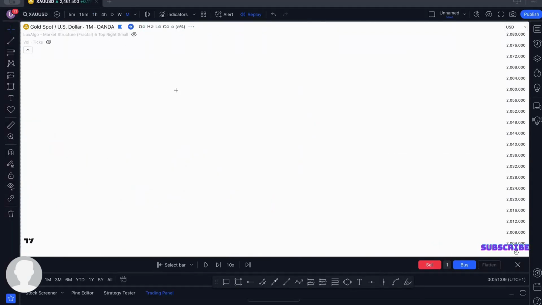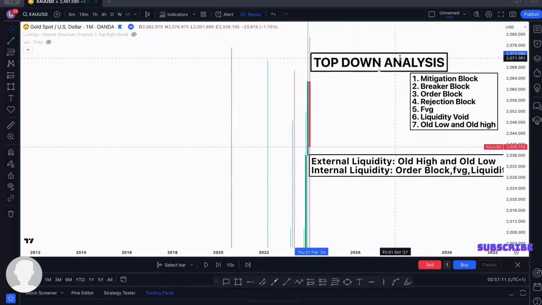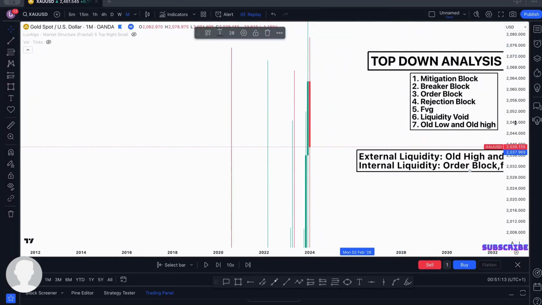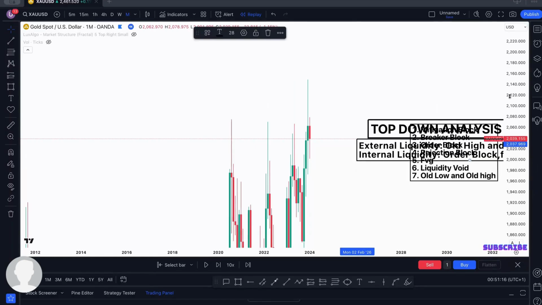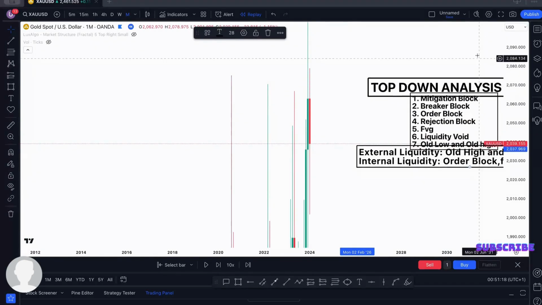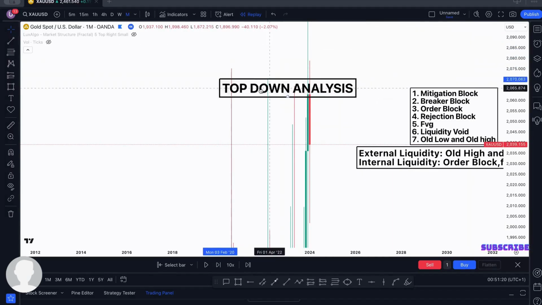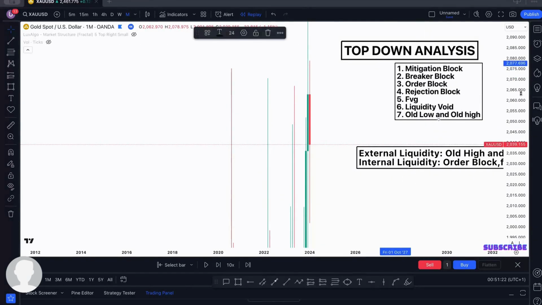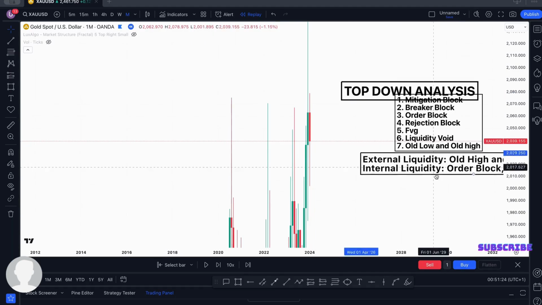So we're going to start it from 1 month. It's blocking my way. I'm going to start it from 1 month. Our top-down analysis. Sorry about that. Let's see if I'll be able to bring it down together.